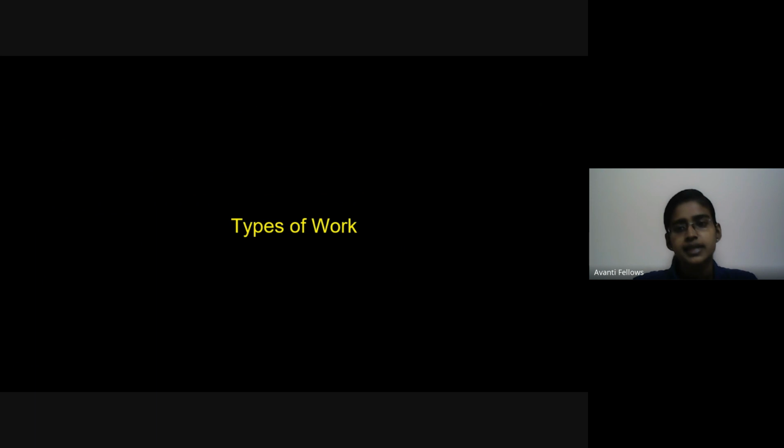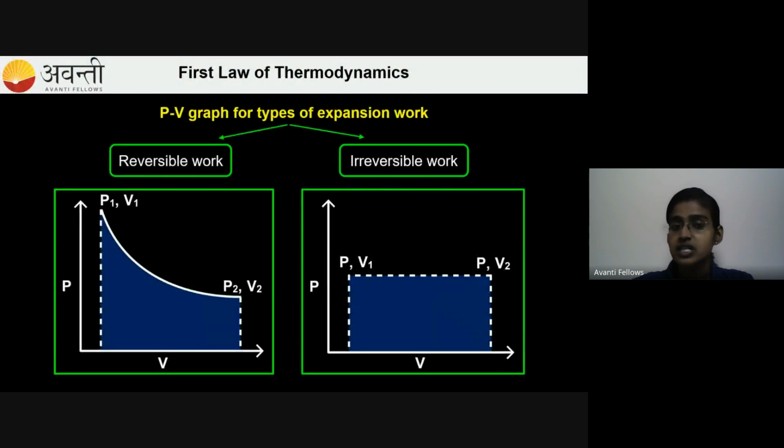So, coming to this, there are two kinds of work, reversible work and irreversible work. Okay. And the pressure volume graphs for the two works are here for you. The first graph denotes the pressure volume curve for reversible work, and the second denotes the pressure volume curve for irreversible work. In case of reversible, the pressure is given on the y-axis, right? So pressure is getting reduced from P1 to P2.